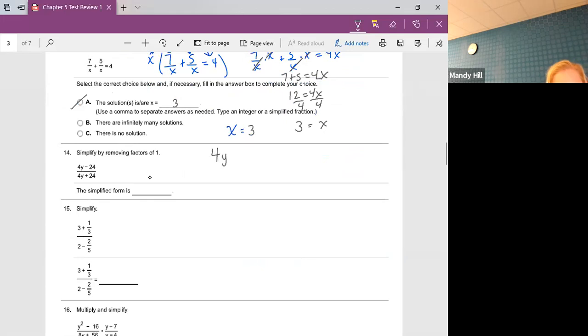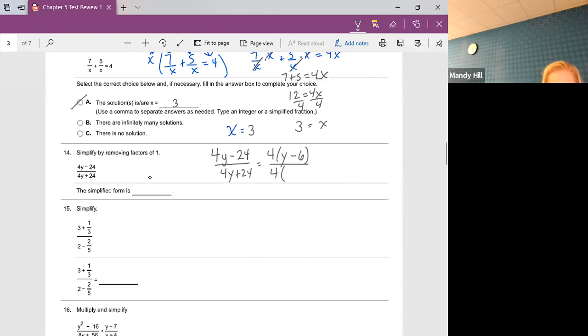They want us to simplify 4y minus 24 over 4y plus 24. I would start by noting that 4 is going to be able to be divided out of both of those. So if you take a 4 out of 4y, you're just going to have y. Negative 24 divided by 4 is negative 6.